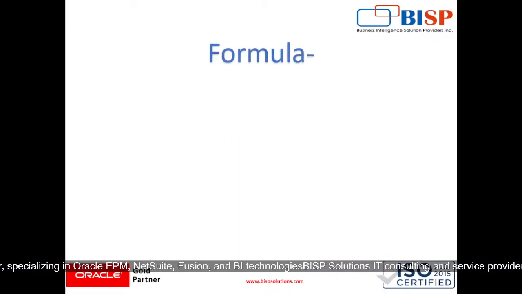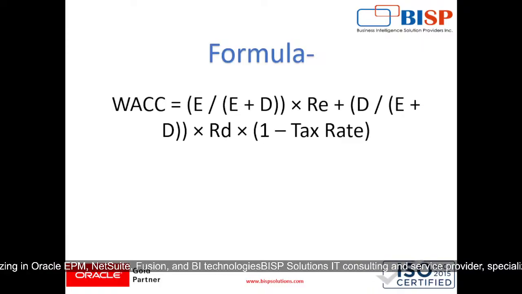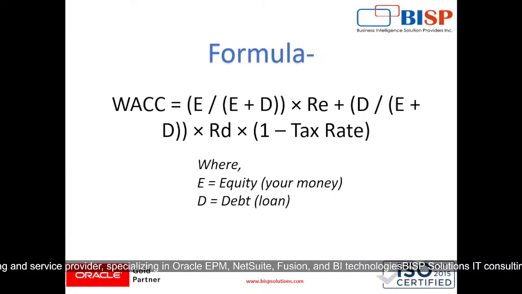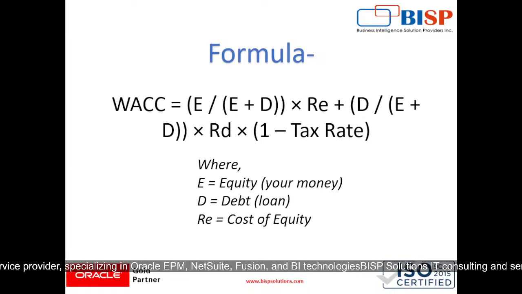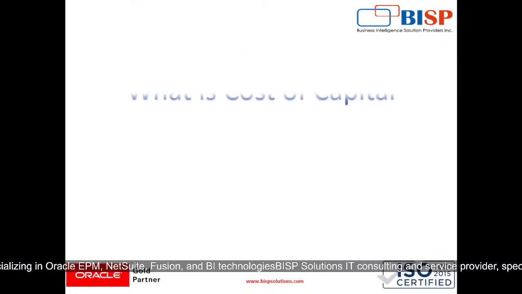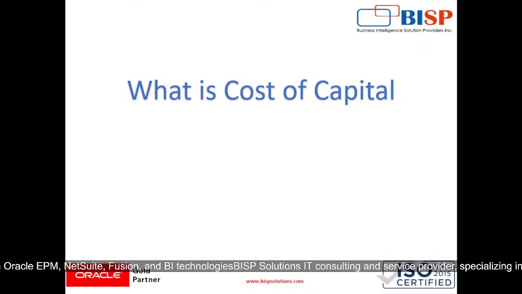If we look at the formula of WACC, which is E upon E plus D into RE, plus D upon E plus D into RD into 1 minus tax rate. I assume that you all didn't get this, so starting with the explanation: E is equity, which is our own money, D is debt, which is the loan, RE is the cost of equity, and RD is our cost of debt. Now we will be moving forward.